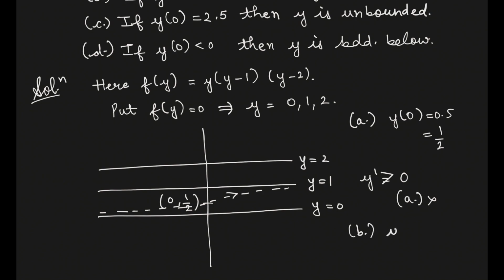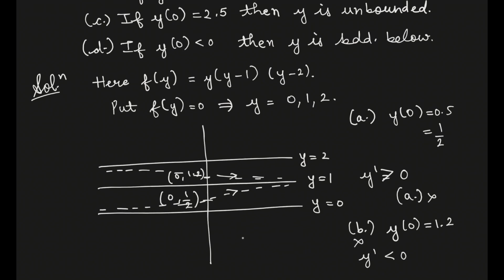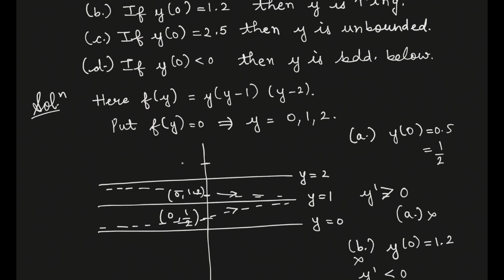Option B, y(0) equal to 1.2. It will lie somewhere here, after 1. Now y dash will be greater than 0 or less than 0? Less than 0. Yes. So the directional field will be decreasing, but it is saying increasing. That's why option B is also wrong. Option C is saying y(0) equal to 2.5. So here, for option C, y dash is greater than 0 or less than 0? Greater than 0. Yes.